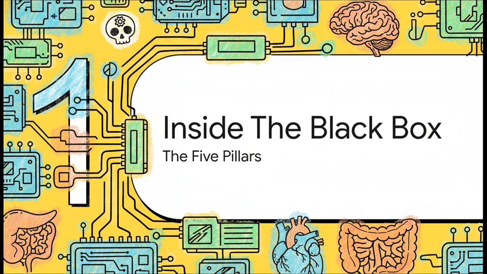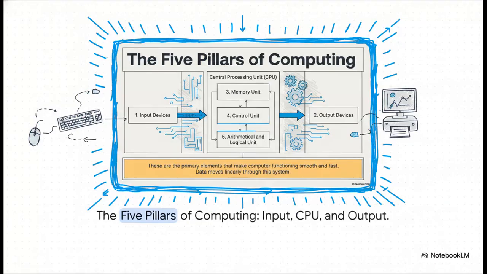Section 1. Inside the black box. The 5 pillars. To really wrap our heads around this, let's use an anatomical metaphor. If we crack open a computer's case, we see it isn't just one monolithic thing. It's a team of internal organs working together. Data moves linearly through this whole system. We start over on the input side to give commands. That data travels into the central processing unit, or CPU, which actually contains 3 distinct internal components: the memory unit, the control unit, and the arithmetical and logical unit. And finally, the processed data flows out to the output devices so we can actually see the results. These are the core elements that make any computer function.